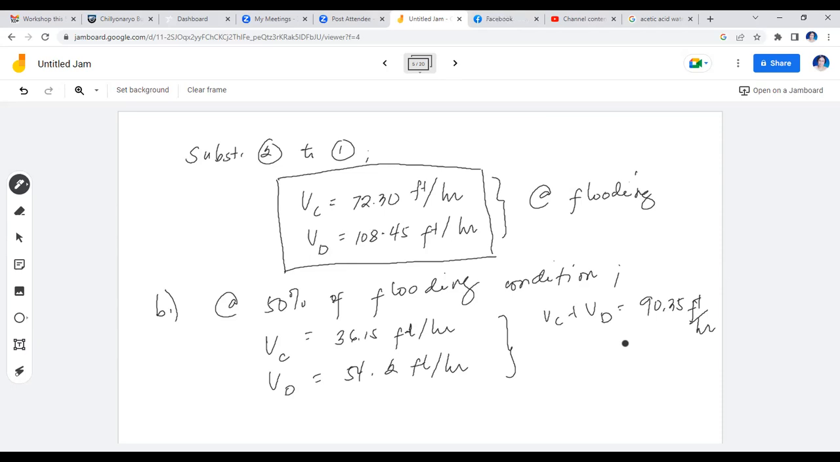If you're going to have this converted in meters, you need to divide this by 3.28. This is equivalent to 27.54 meters per hour. So the reason why there's a need for us to convert here is because in the table, you have the range of the sum of the velocities of the continuous and dispersed phases in meters per hour. So we'll check. So our value is 27.5. We'll go back to our slide.